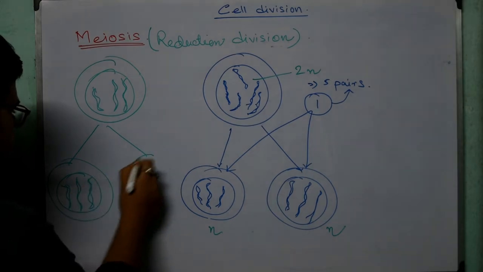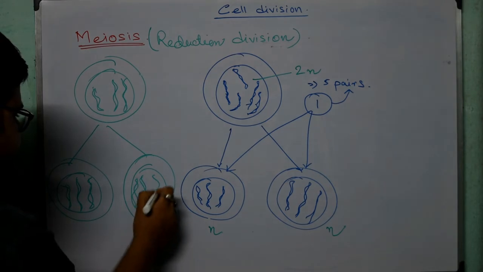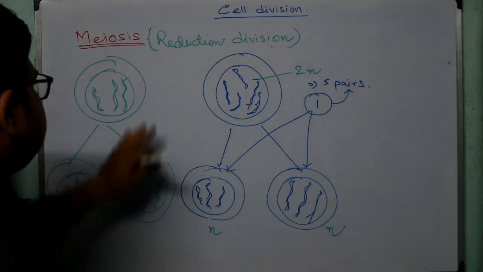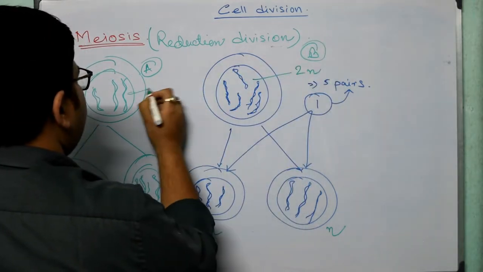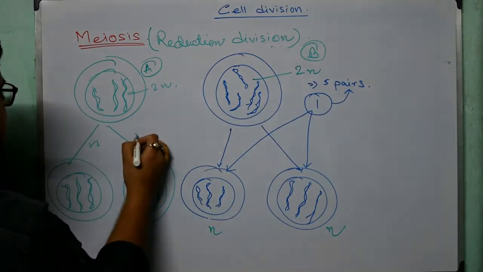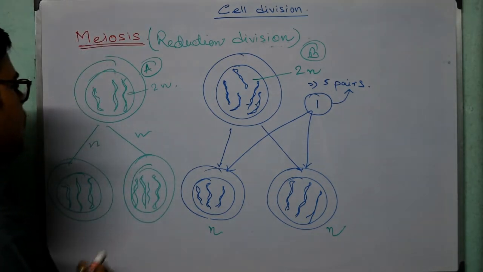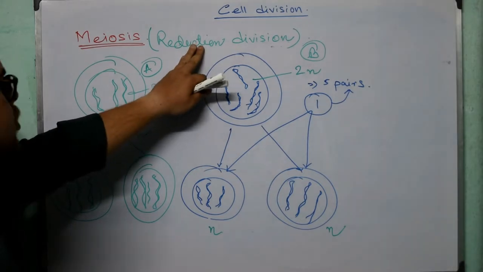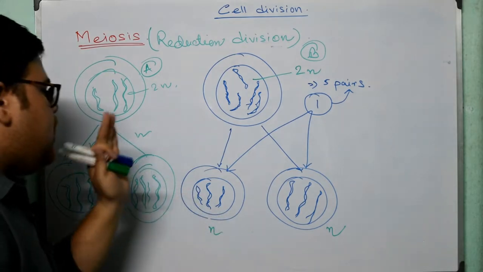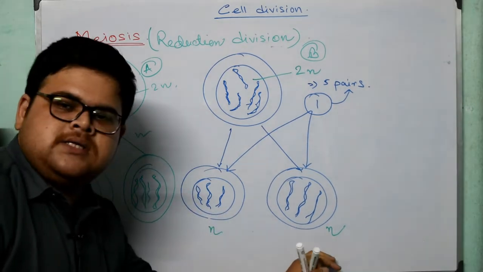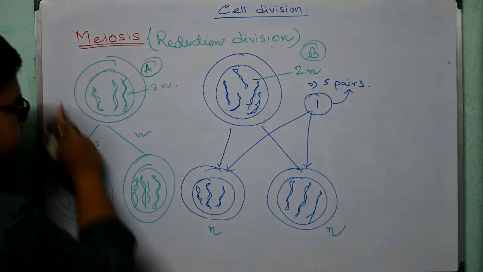Same for this one as well. Suppose this is parent A and this is parent B. So here also it is 2n, it is n, it is n. So what happens? This is a reduction division, because see, from here to n only n comes, a single pair comes to this cell. Now here also from parent A the same thing happened.